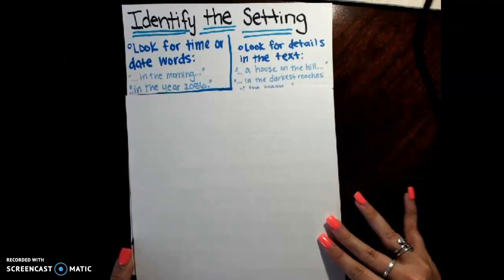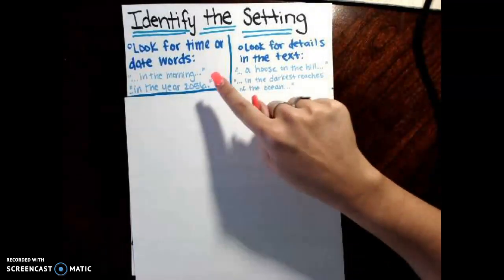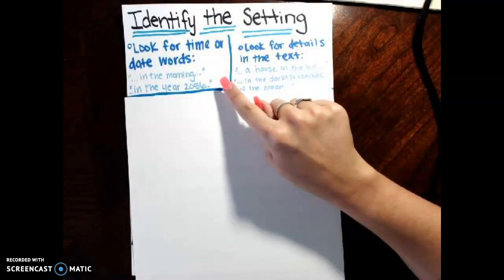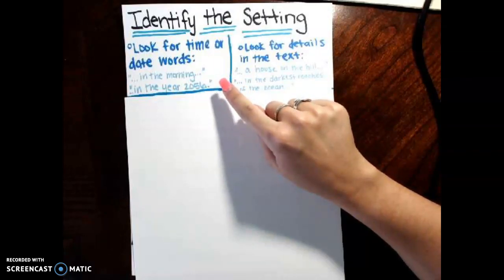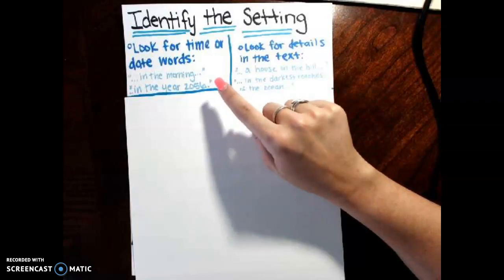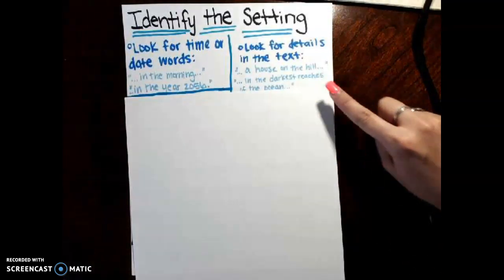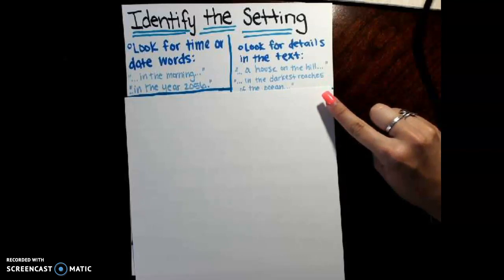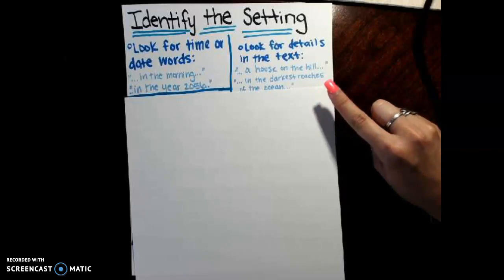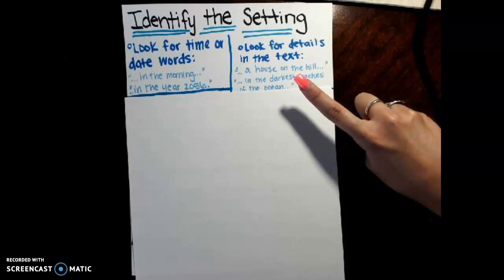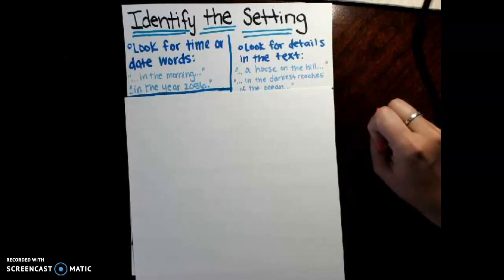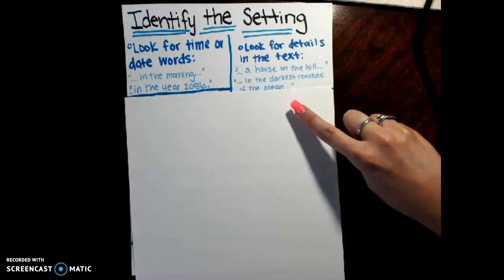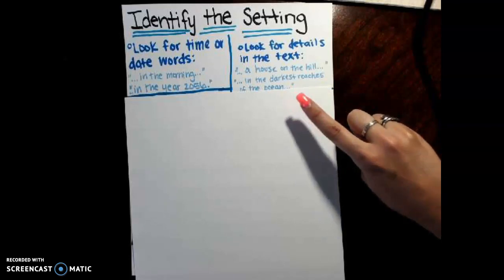First, we're going to look for time or date words. In the morning, in the year 2056, that would tell us the time or date that the story is taking place. Look for details in the text. A house on the hill in the darkest reaches of the ocean. That tells us that the house is located on a hill. It's not just a normal house, and it's in the darkest reaches of the ocean, which means they're pretty far into the ocean.